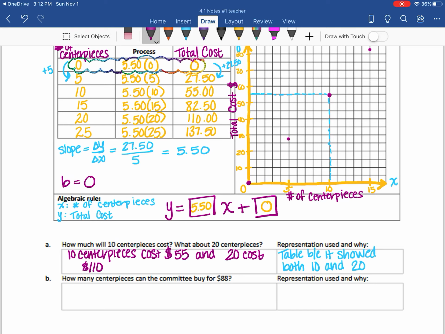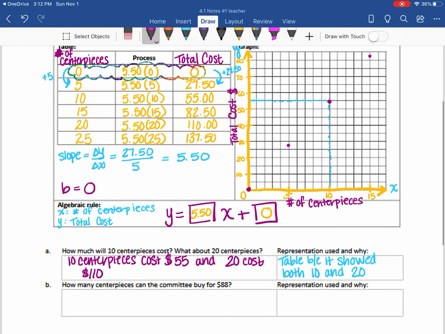Okay, so next question. How many centerpieces can the committee buy for $88? Okay, so I'm looking down my total cost column and I don't see $88. I'm looking at my graph and my graph doesn't show $88 on the graph either. As far as I go up is 85. So we've got to use the rule for this because we don't have any other option.